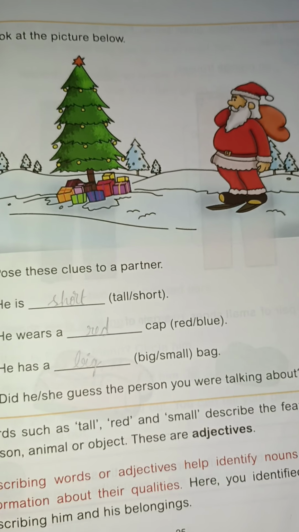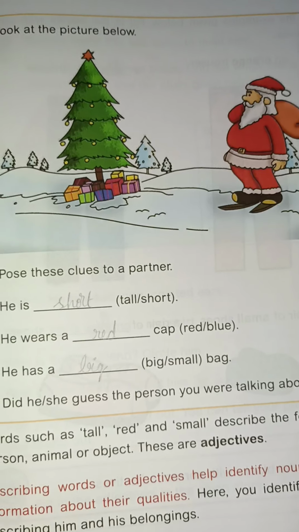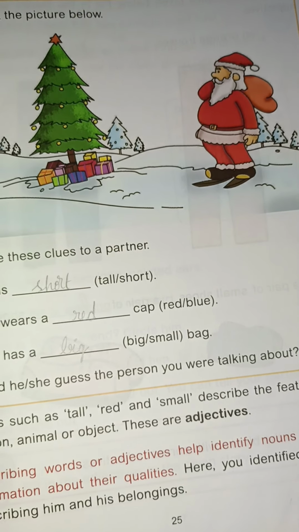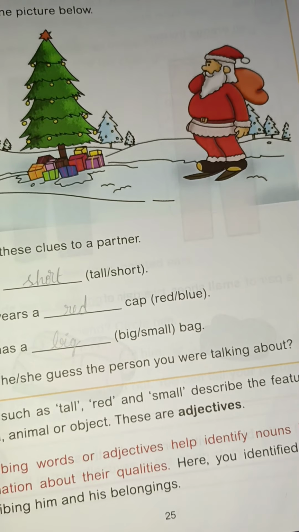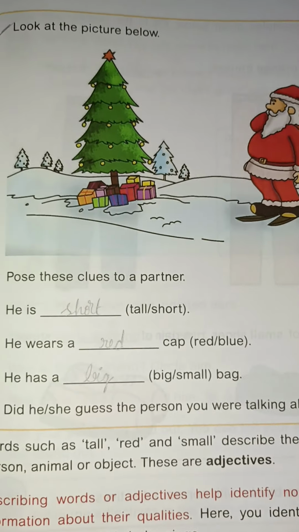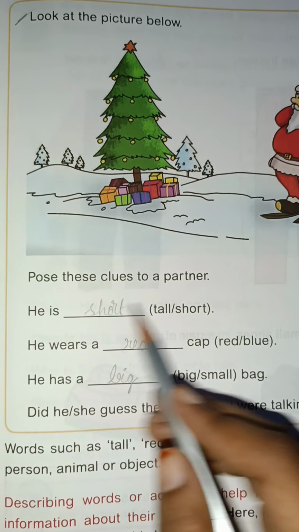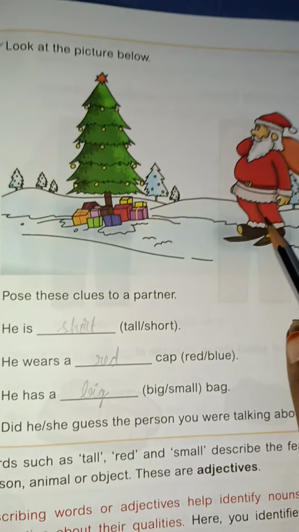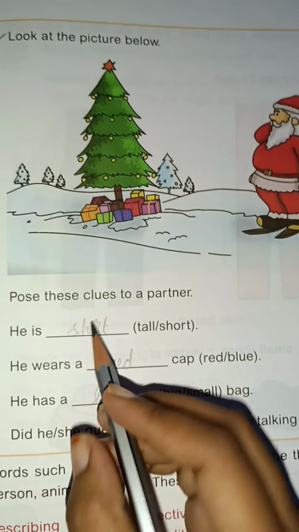Okay, what we have to do children, by looking at the picture, we have to complete the sentence. They have given the options also. By looking at the picture, we have to choose the correct option or correct adjective and fill these blanks. See children, he is dash. The Santa Claus is tall or short children? Yes, short.